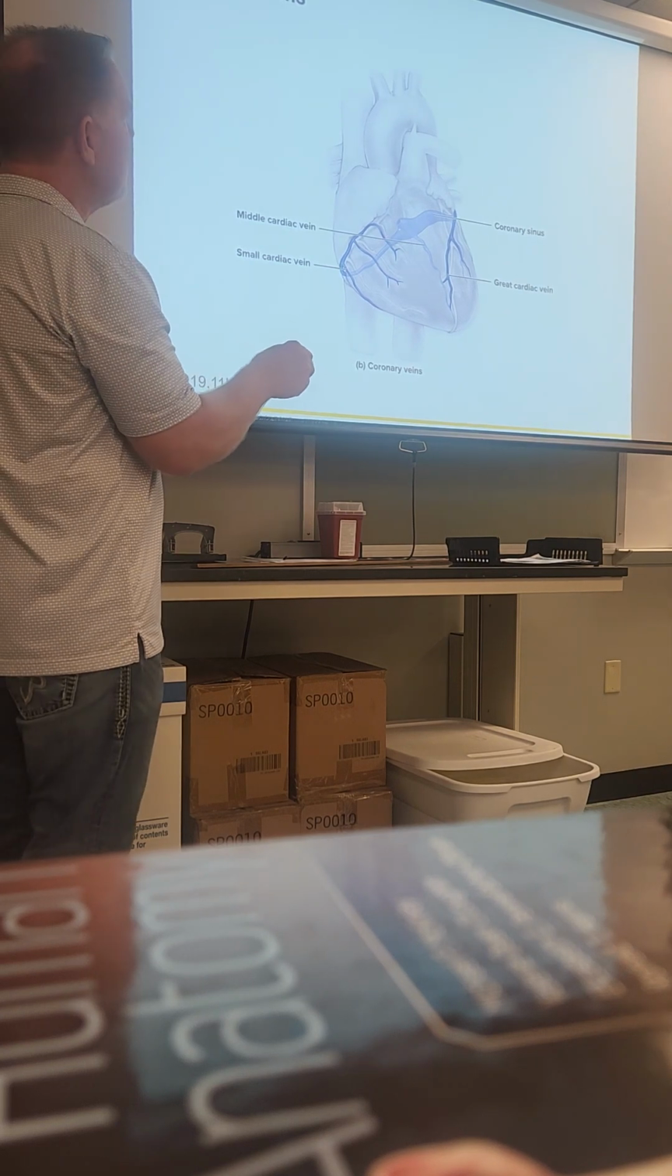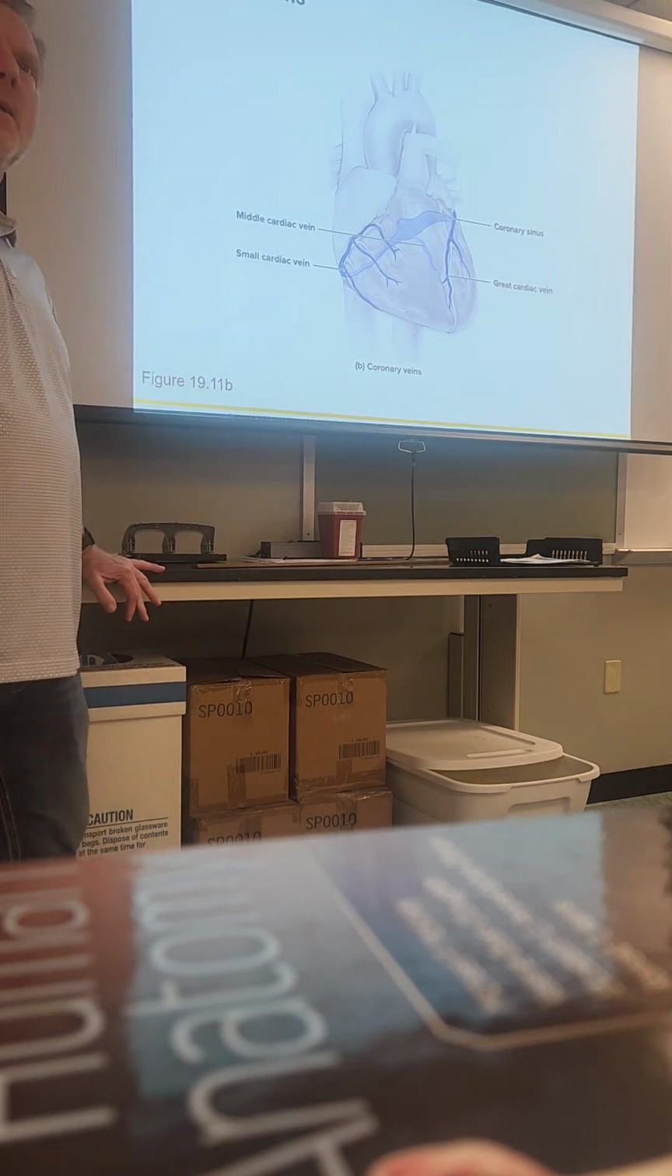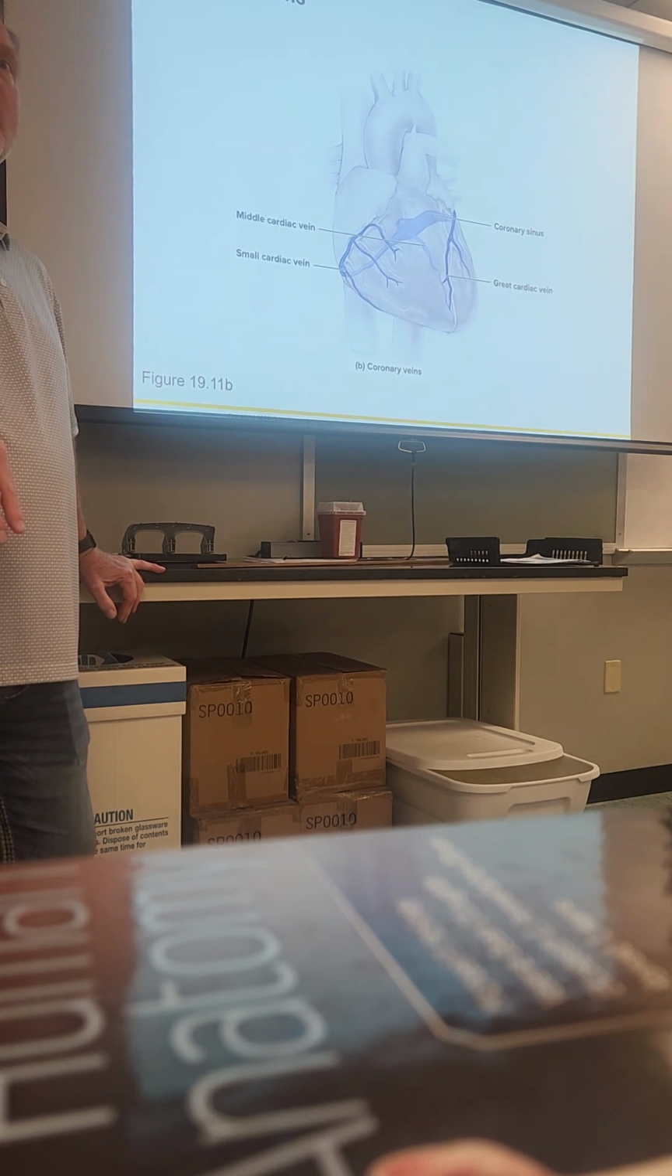All right, and they empty in one location back here on the right atrium. And what do we say the right side of the heart has? Deoxygenated blood. And this is where it comes back in and empties. All right, how are we doing?